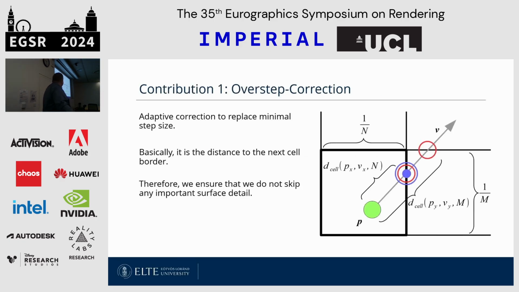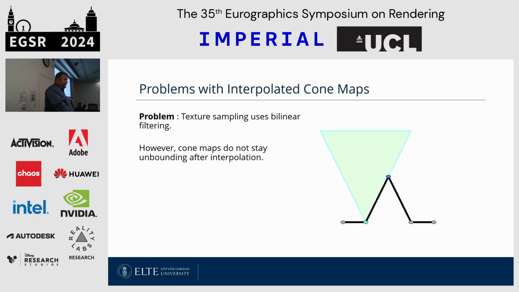So our first contribution is that instead of one fixed parameter, let's use an adaptive correction. The technique might be quite familiar from other scenarios, but what we use is that we compute the distance to the next cell. In this way, we ensure that we do not skip any important surface details. So in this way, we already modified the rendering algorithm. But there are other problems.